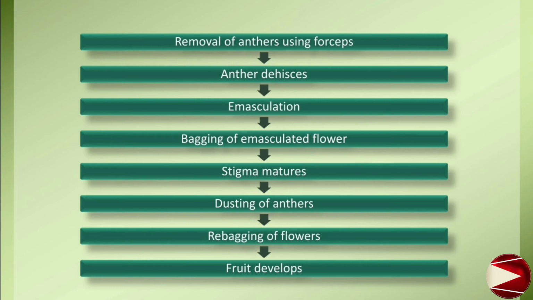When the stigma becomes receptive, the flowers inside the bag are taken out and mature pollen grains collected from the desired anthers are dusted on the stigma. Then flowers are rebagged immediately. Lastly, fruits are allowed to develop. If the female parent produces unisexual flowers, there isn't any need for emasculation. Female flowers are bagged before they open, that is, in their bud form. When they become receptive, pollination is carried out using the desired pollen, followed by rebagging.